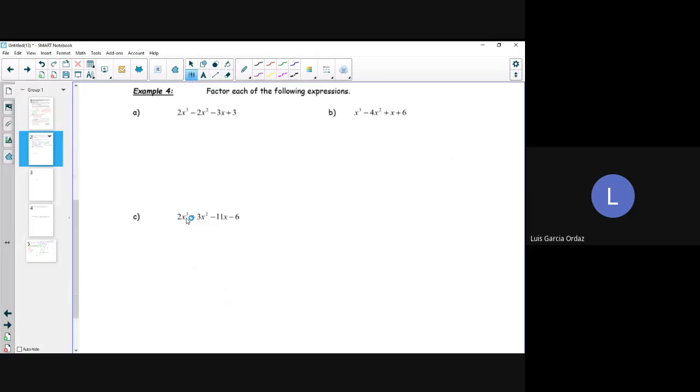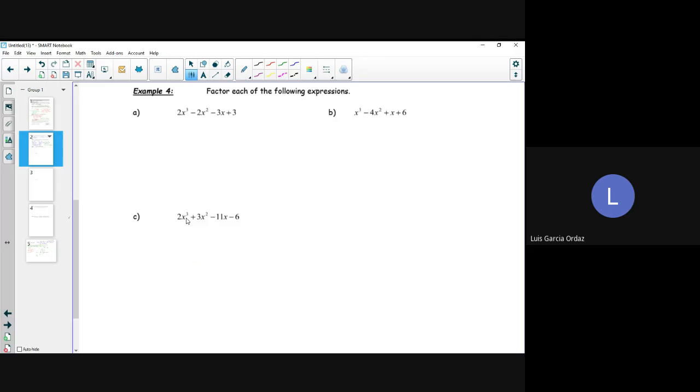So now we're going to go into some questions that involve using the factor theorem. We want to factor each of the following expressions. The first one we have is 2x to the 3 minus 2x squared minus 3x plus 3.